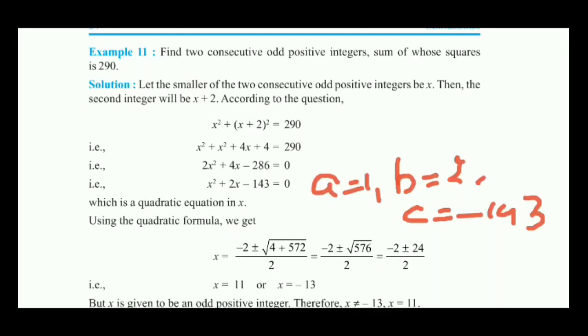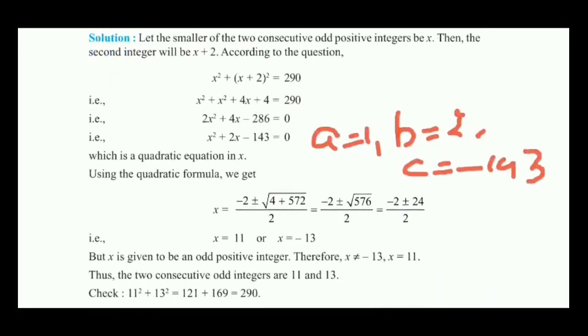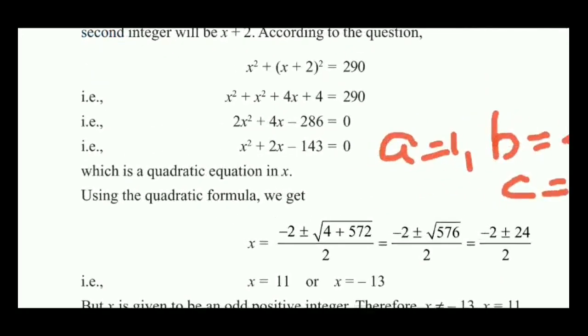Now you will expand (x plus 2) whole square, and then you will get x square plus 4x plus 4 equals to 290. And then simplify this equation, and after simplification we will get 2x square plus 4x minus 286 equals to 0. Taking 2 common, you will get x square plus 2x minus 143 equals to 0, which is the quadratic equation in the variable x.